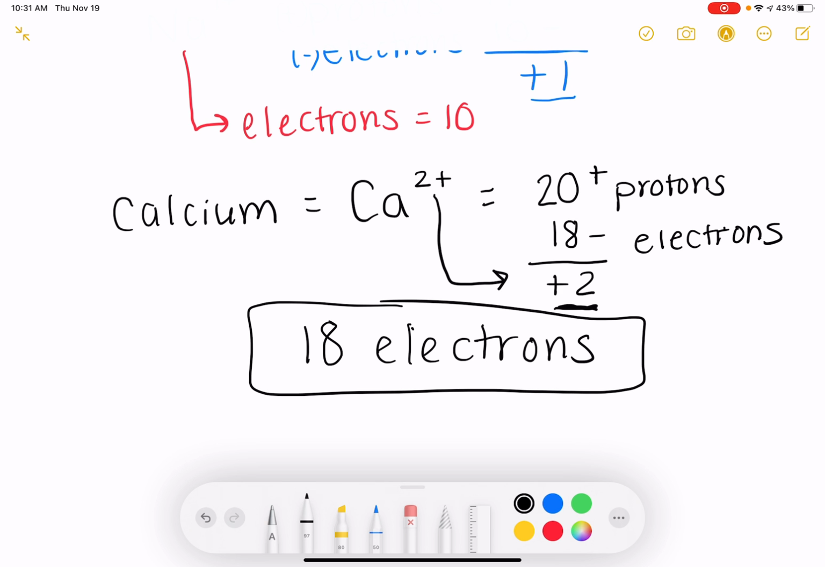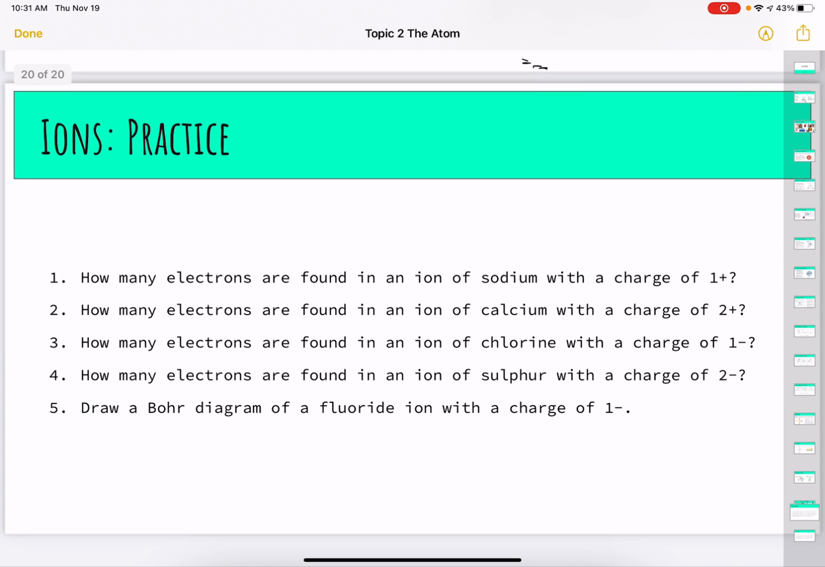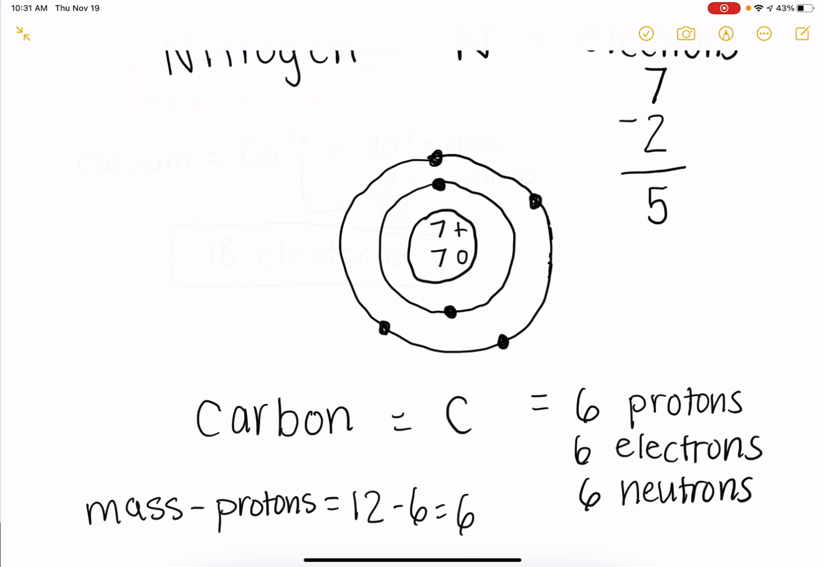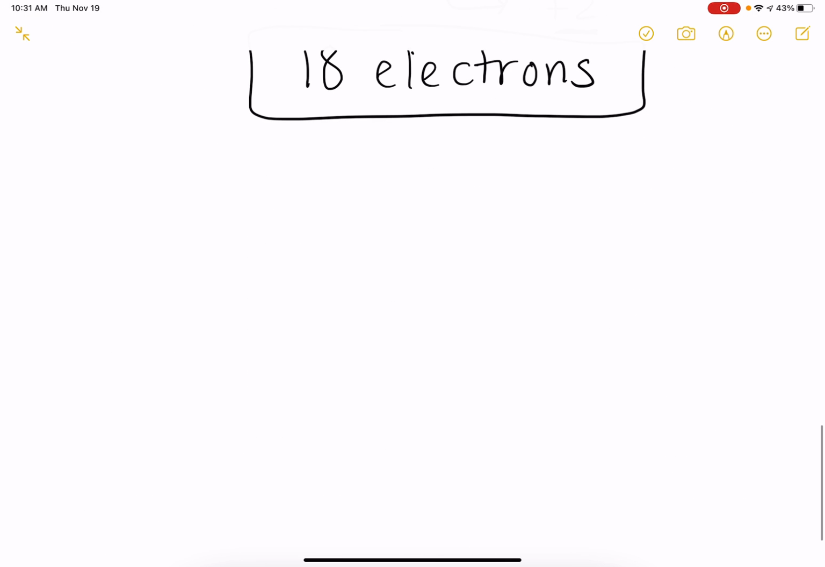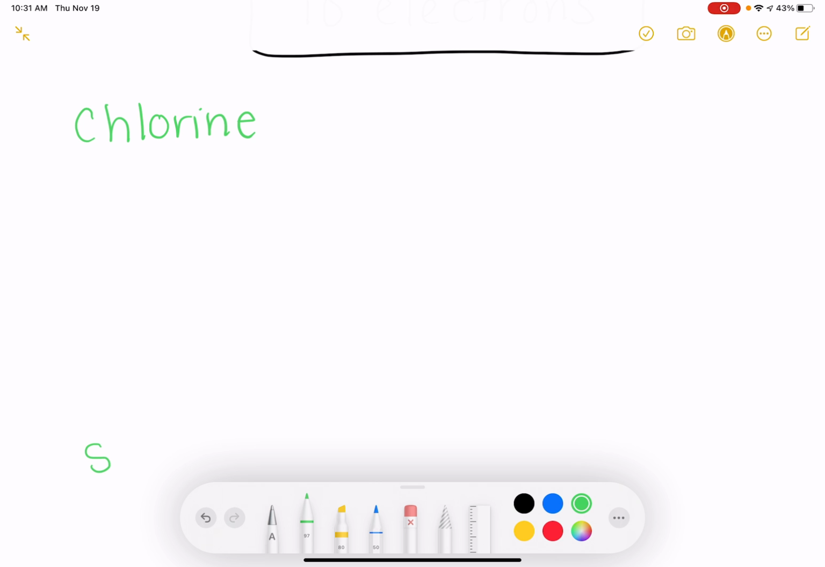All right. I hope this is making sense. Please let me know if it's not, and I can talk to you individually to help you out. We're going to do chlorine, and then we're going to do sulfur, and then we'll be done with this lesson. Okay, so let's do chlorine. And I'm just going to write sulfur way down here so I don't forget.